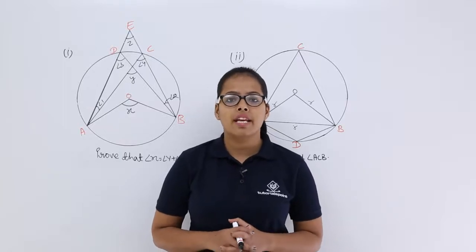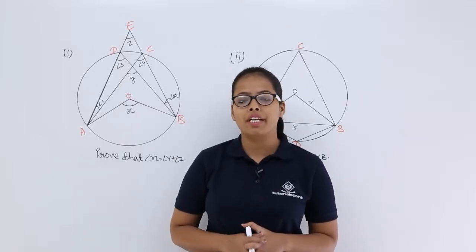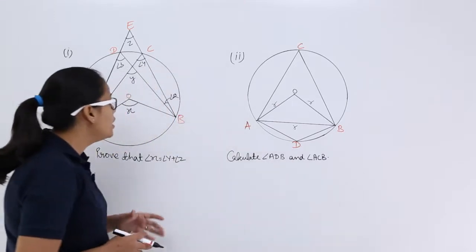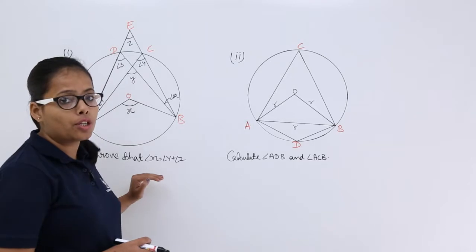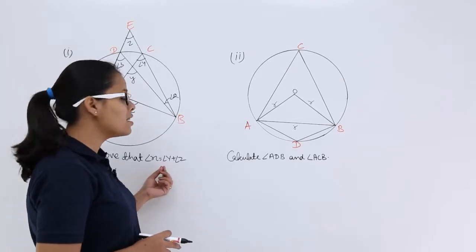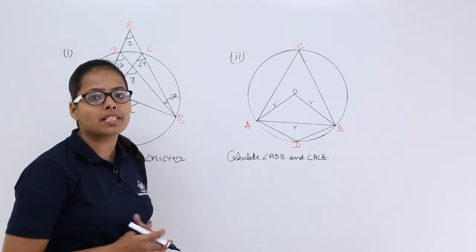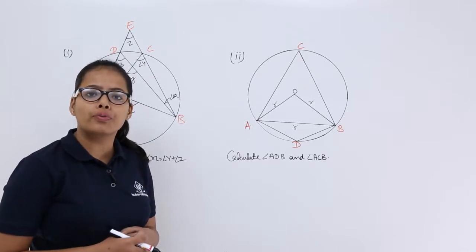Hello guys, let's take some problems on circles from R.D. Sharma. Here in this first problem, you need to prove that angle x is equal to the sum of angle y plus angle z. So how can you prove this?